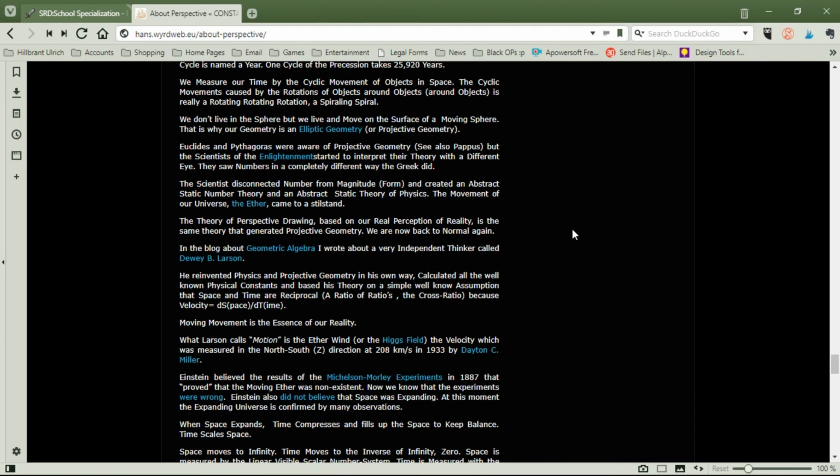The scientists disconnected number from magnitude form and created an abstract static number theory and an abstract static theory of physics. The movement of our universe, the ether, came to a standstill. Interesting choice of words. The theory of perspective drawing based on our real perception of reality is the same theory that generated projective geometry. We are now back to normal again.